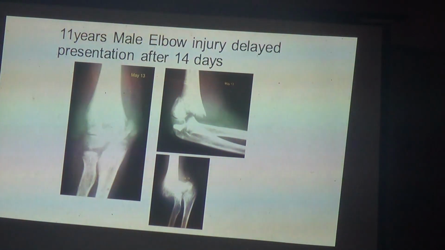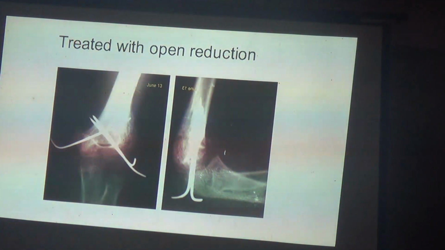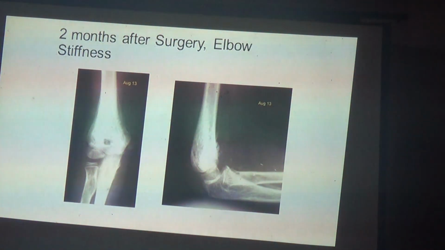So this patient went to an AO surgeon. AO is adult orthopedic surgeon, and a beautiful open reduction, K-wire fixation, everything was done. The child healed well. It's fantastic, but the elbow was stiff, completely stiff. But you don't see any myositis at this stage.